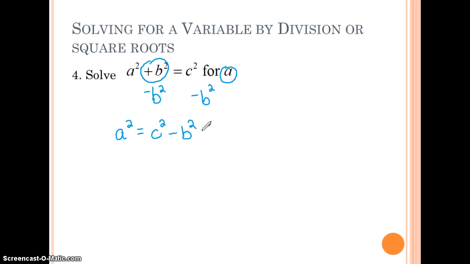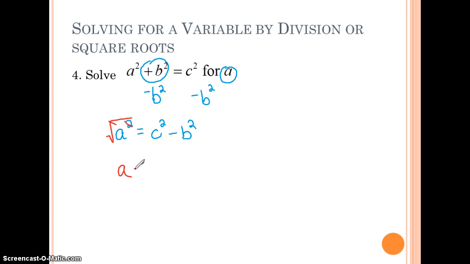And like I said at the beginning, I want to have it where it's just the a. This squared right here is kind of ruining that. In order to undo a square, you do square roots. The inverse operation of a square is a square root. When you do a square root, you're left with just the a because it cancels out the 2.